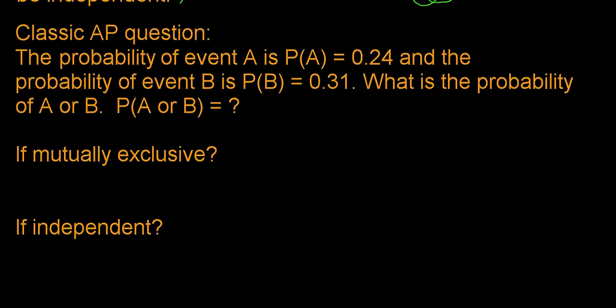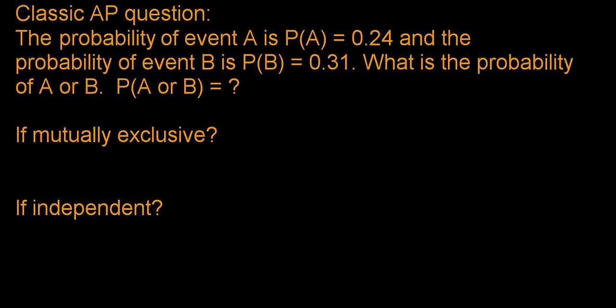All right, let's put that formula to work. All right, the probability of event A is 0.24. 24% chance event A happens. And the probability of event B happens is 31%. What is the probability of A or B? All right, now we know the formula for A or B is the probability of A plus the probability of B minus the probability of A and B.